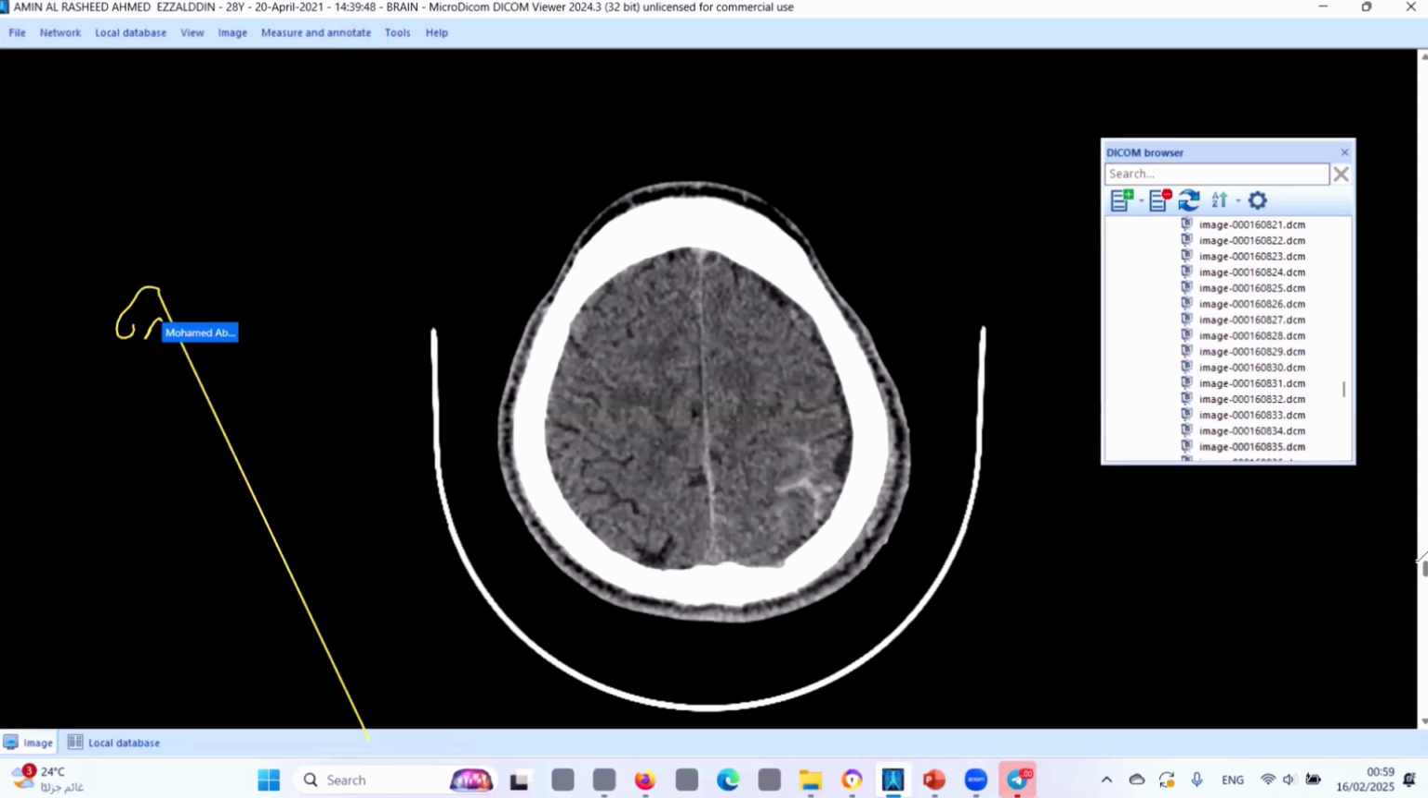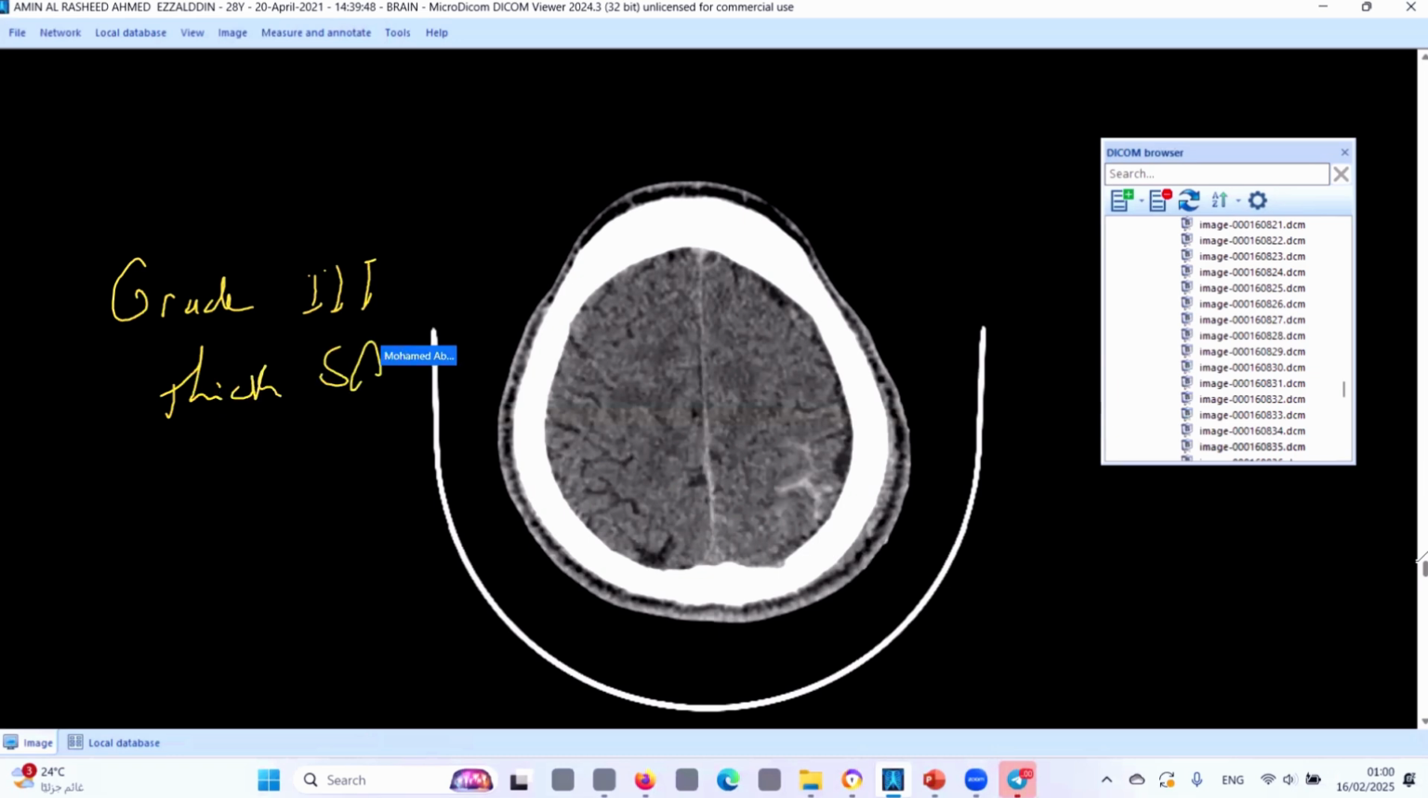Grade 3, if we have thick subarachnoid hemorrhage. Grade 4, if we have thick subarachnoid hemorrhage plus intraventricular hemorrhage. How can we differentiate between thin and thick? We don't have a gold standard, or a specific thickness, but it is subjective.